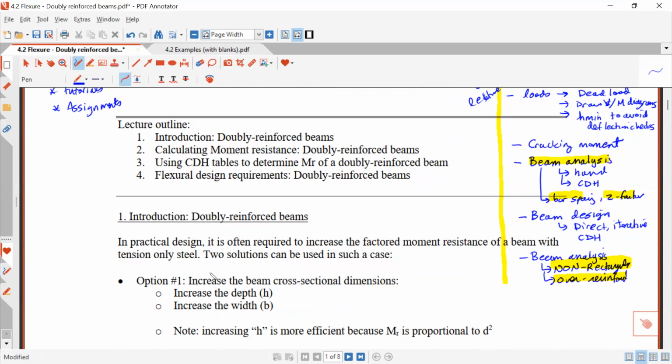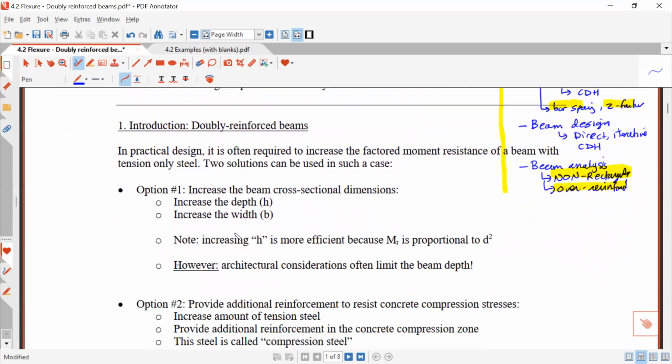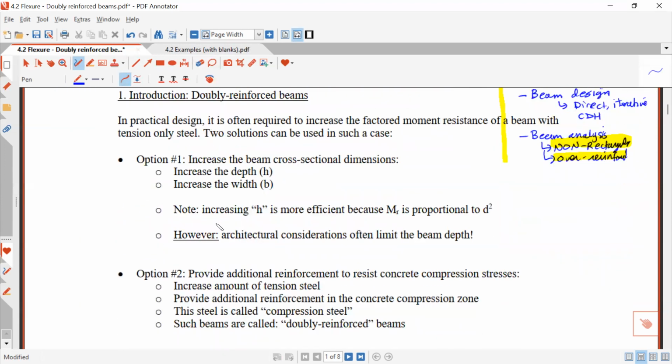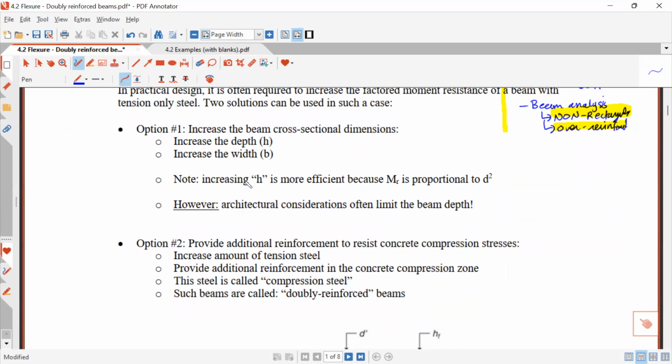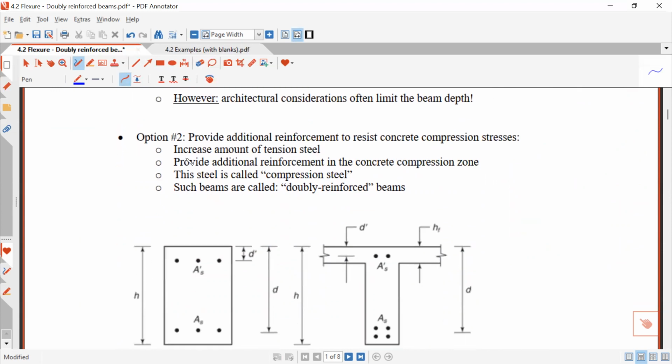One option, if we have the freedom, is to increase the cross-sectional dimensions to make our beam under-reinforced. But sometimes this is not possible because of architectural considerations. In that case, you can provide an additional amount of reinforcement to resist the concrete compression stresses. It's going to help us get out of that over-reinforced condition. We're going to increase the amount of tension steel, but to compensate and keep the beam under-reinforced, we're going to provide an additional amount of reinforcement in the concrete compression zone, just like shown here.